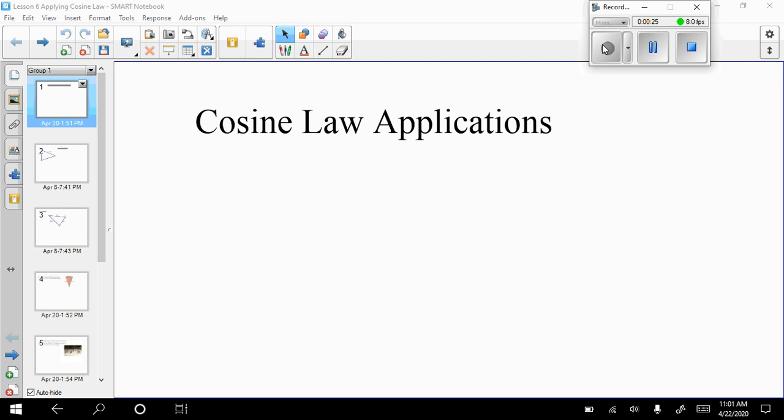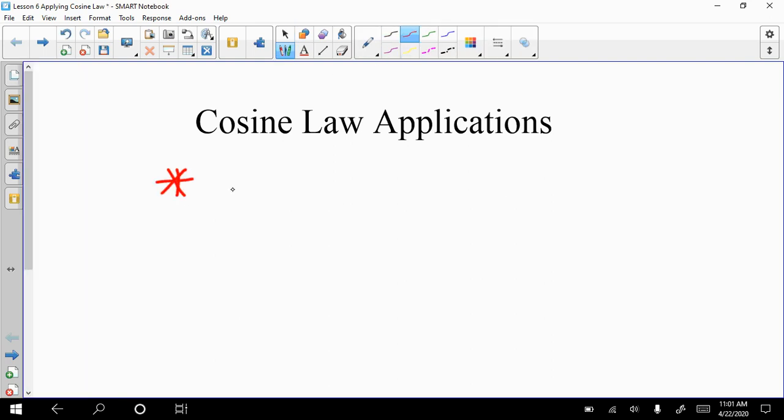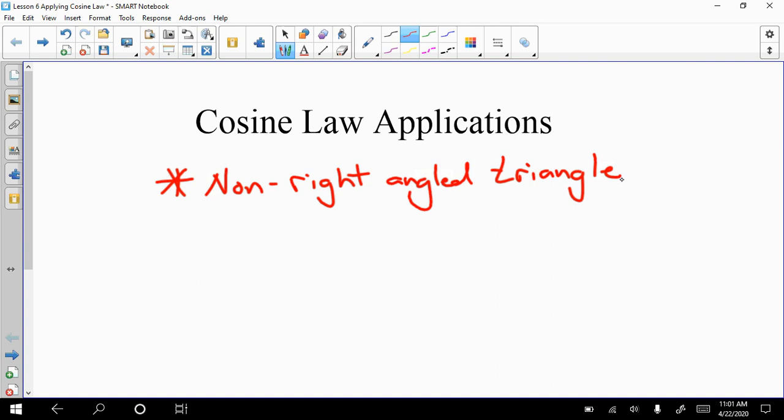The sine law is always the easier of the two to use, and so I'd recommend you use it for non-right angled triangles first. Remember, I just want to emphasize that, to begin with, the cosine law and the sine law, I'm going to put a little star here, are for non-right angled triangles. Because if it was a right angled triangle, you would use either Pythagorean theorem or SOHCAHTOA. They are much easier than either the sine law or the cos law.